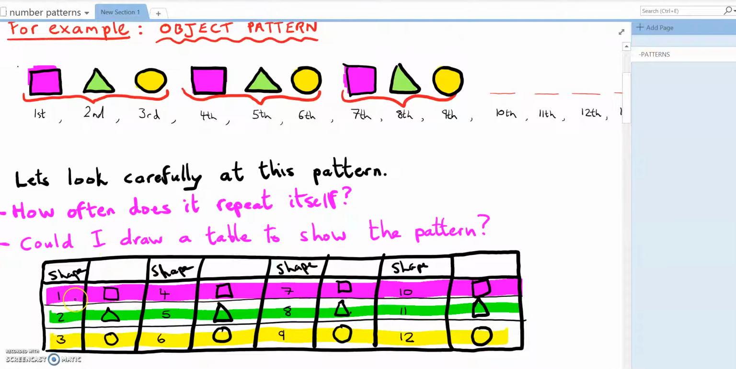So a little table can help predict what's coming up, because you can see the pattern. You can see it repeating itself when you draw the table. So it's handy to help you.